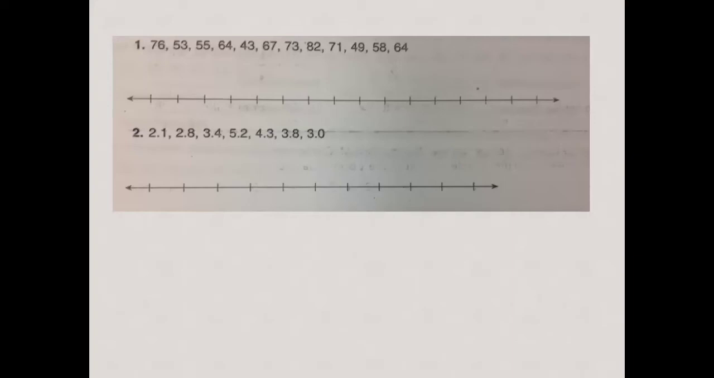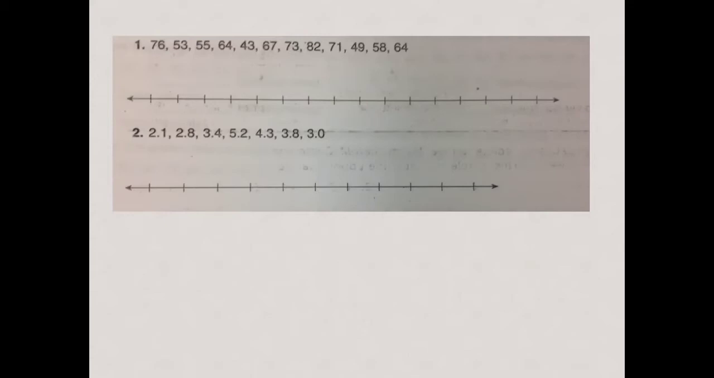Okay, guys, so let's look at some of the items that will be on the test or our quiz. Let's look at this assignment, number one. First thing I want to do is organize these numbers.